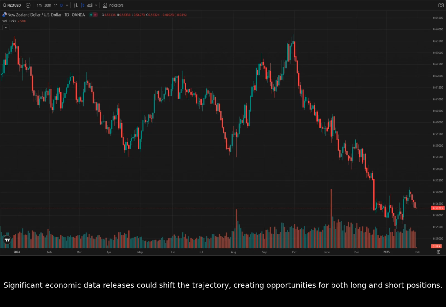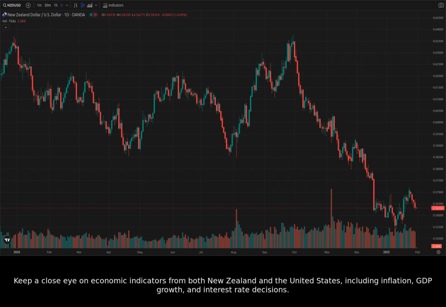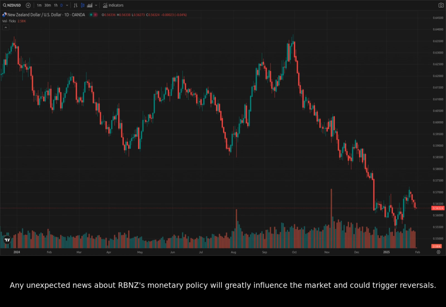Significant economic data releases could shift the trajectory, creating opportunities for both long and short positions. Keep a close eye on economic indicators from both New Zealand and the United States, including inflation, GDP growth, and interest rate decisions. Any unexpected news about RBNZ's monetary policy will greatly influence the market and could trigger reversals.